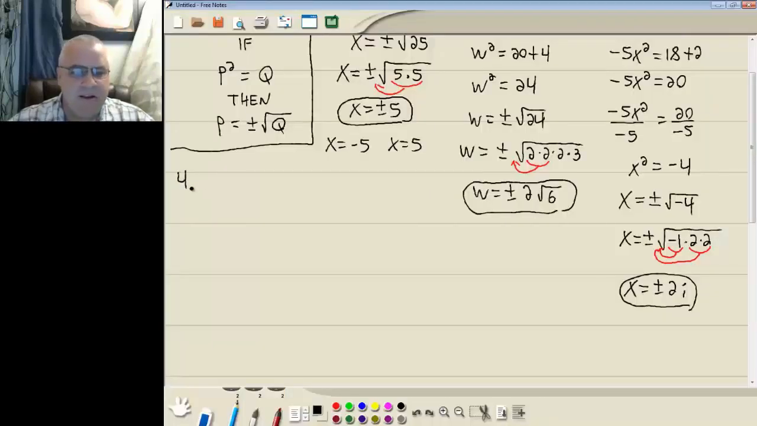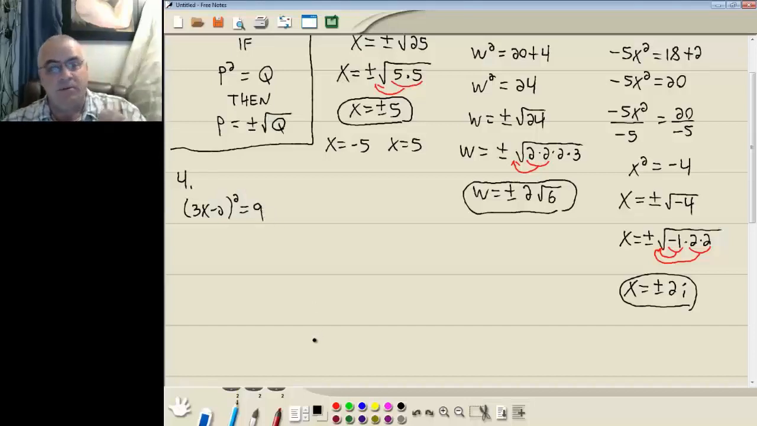Okay, let's look at this one. We got 3x minus 2 squared equals 9. Now right away this is already in the right form. We got something squared equal to something else. So square root property says we drop our squared and we put a plus or minus square root around the other side.